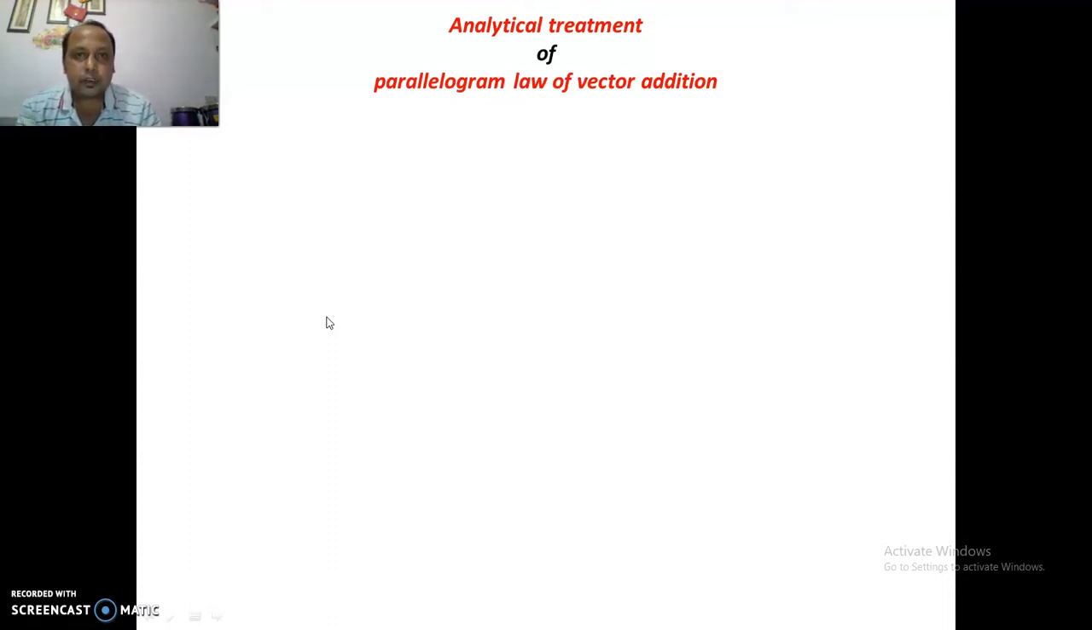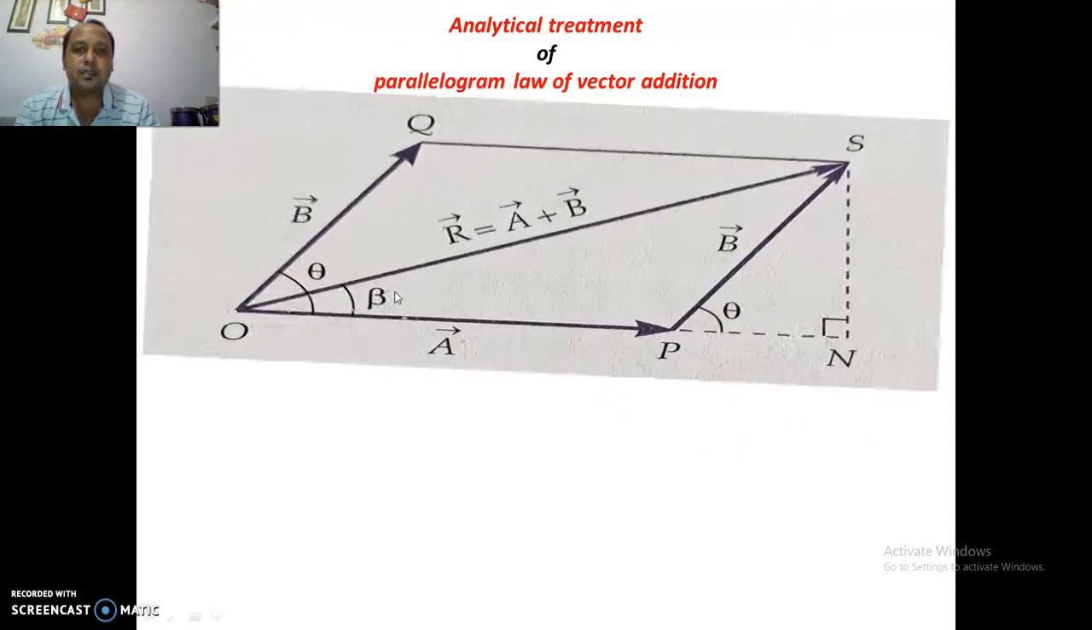So here we are going to start the analytical treatment of the parallelogram law of vector addition, where we will be discussing the magnitude and the direction of the resultant vector. The two vectors which are given to us are vector A and vector B, and we are going to find the magnitude and direction of the resultant vector R. So let us see how it is done.